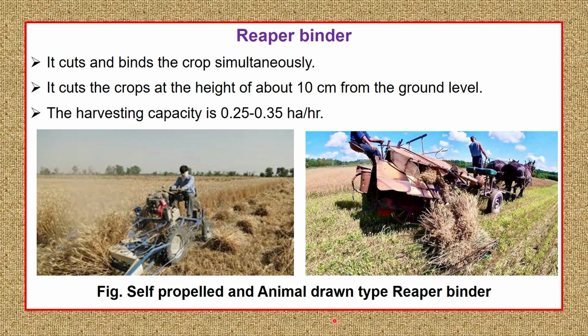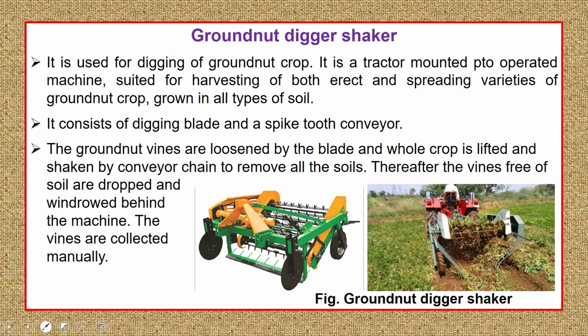And this bound, tied material will be easy to collect from the field, and these bundles of crop will be collected and taken into the threshing yard for further threshing. So the reaper binder can harvest the crop at a height of about 10 centimeter from the ground, and can cover 0.25 to 0.35 hectares of crop in 1 hour. So in each hour they can harvest and bind the crop of an area of 0.25 to 0.35 hectares.